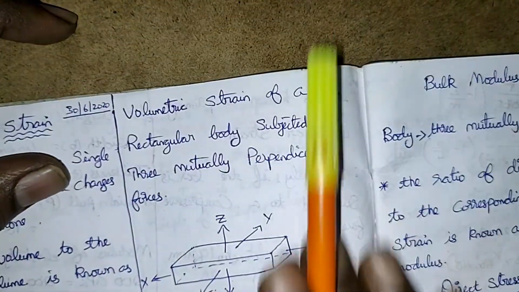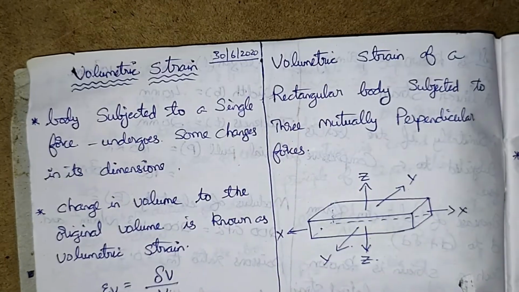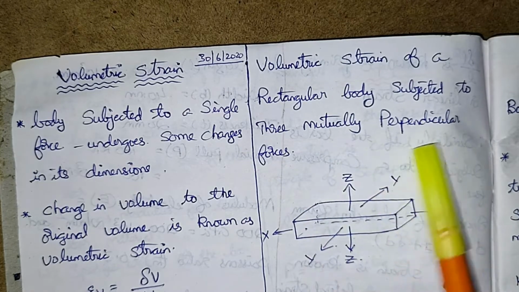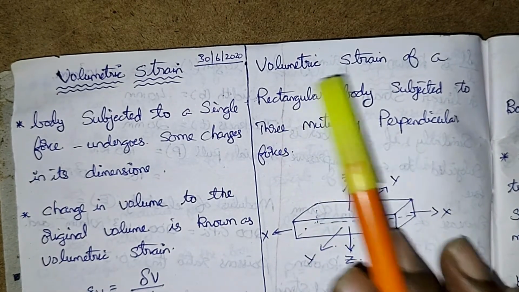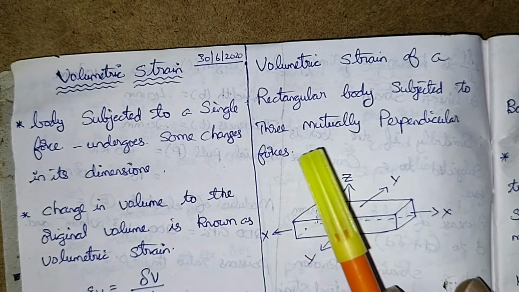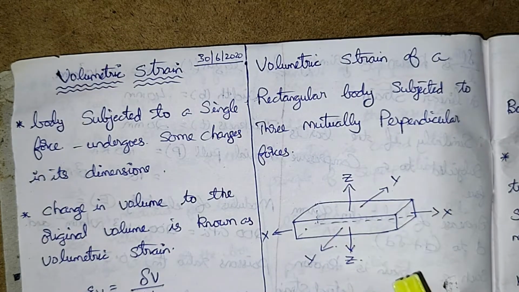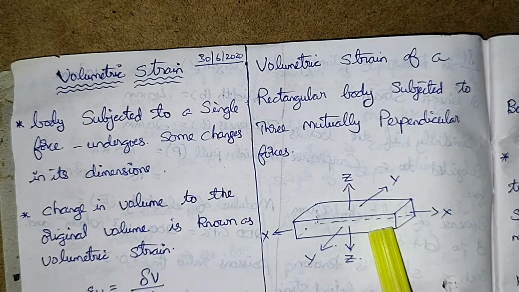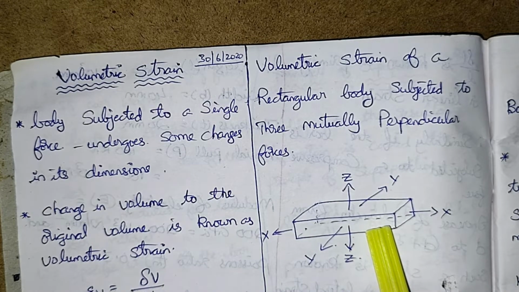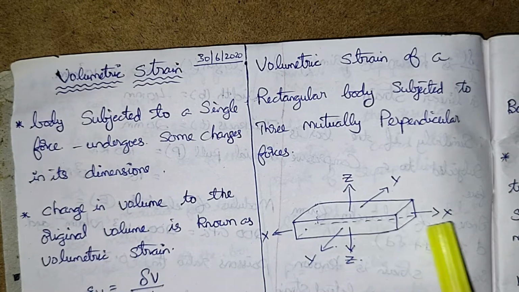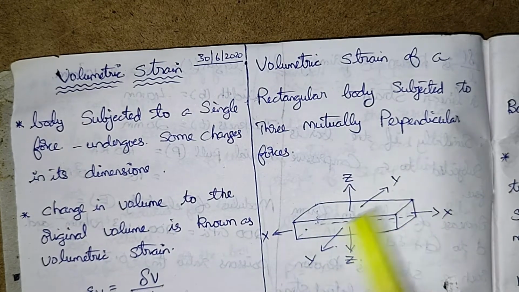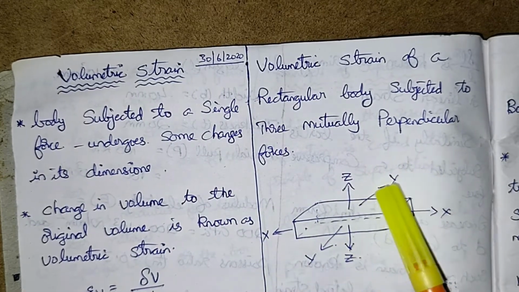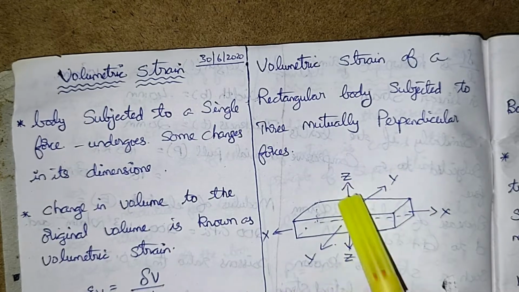Now see this one. Volumetric strain of a rectangular body subjected to three mutually perpendicular forces. So here we are having the diagram, right? In this diagram, first of all we have to plot the three mutually perpendicular forces. So this is X, this is Y, and this is Z.